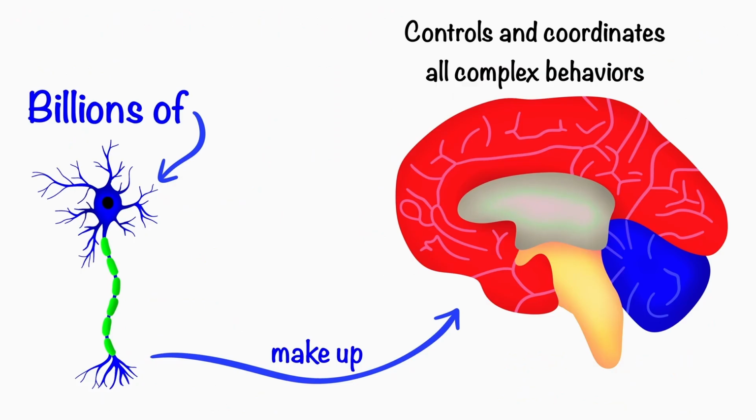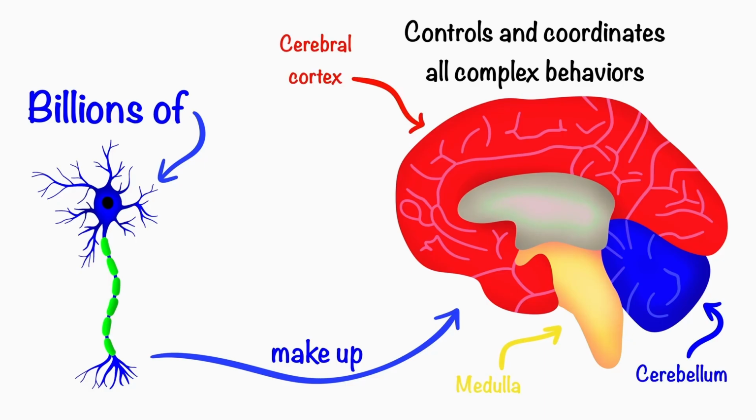Along with the spinal cord, the brain forms part of the central nervous system. It's made up of billions of interconnected neurons, specialized cells that communicate through electrical and chemical signals. The brain is in charge of all our complex behaviors. It controls and coordinates everything we do. Different regions of the brain carry out different functions. Understanding these regions helps us appreciate how this complex organ works.